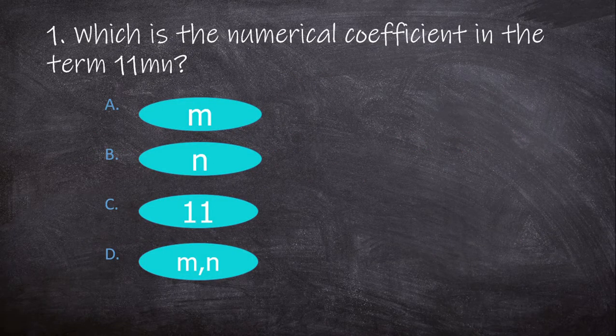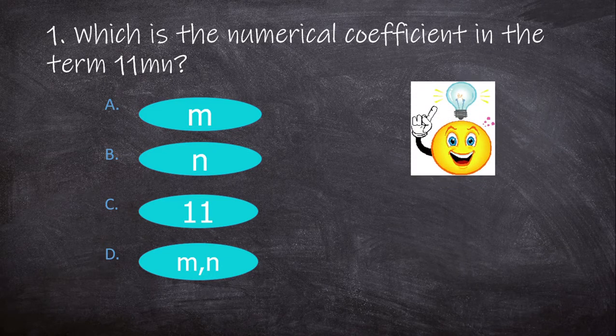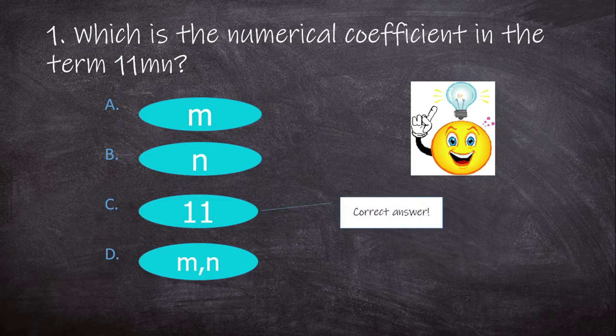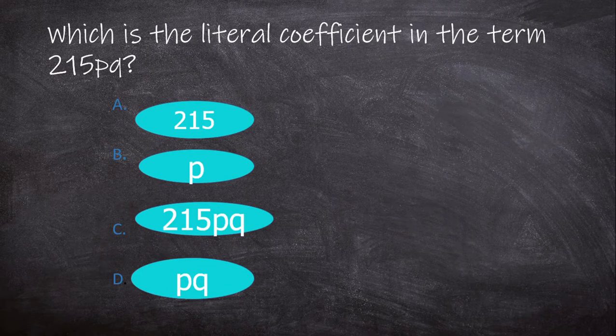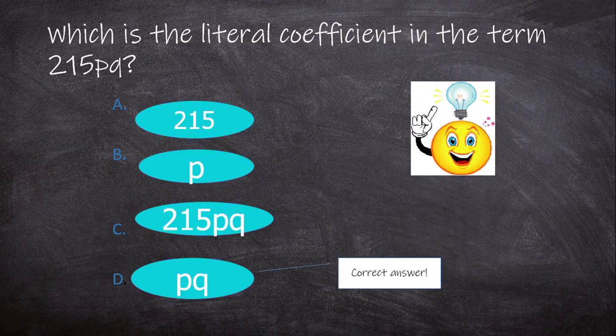Let's have this question. Which is the numerical coefficient in the term 11n? So what is the answer? Okay, the answer is 11. Correct. Next question. Which is the literal coefficient in the term 215pq? So the literal coefficient is the variable part. So the answer is D. PQ is the correct answer, or letter D.